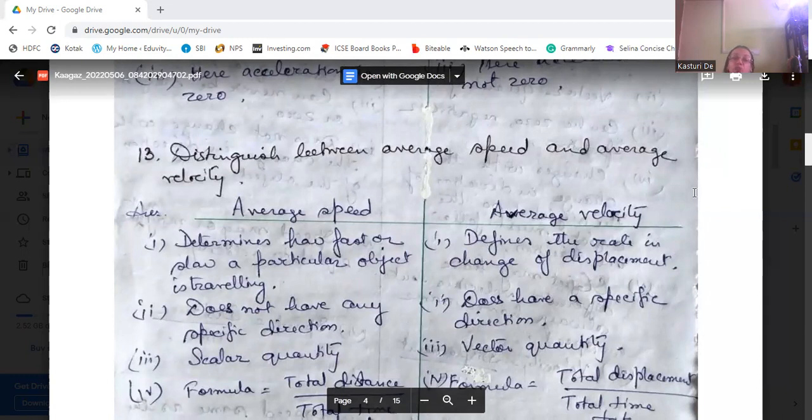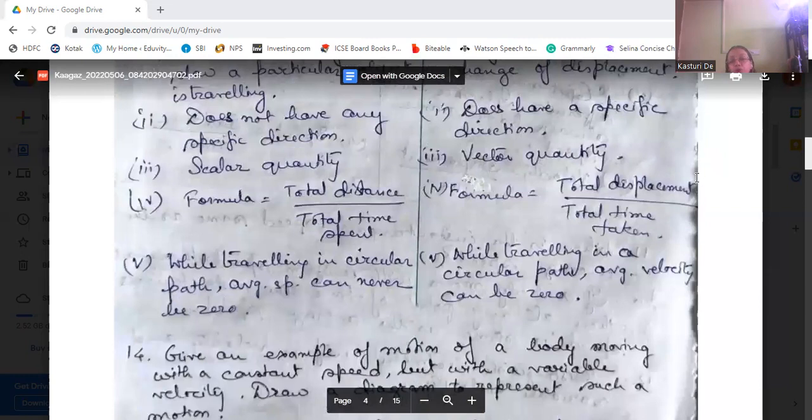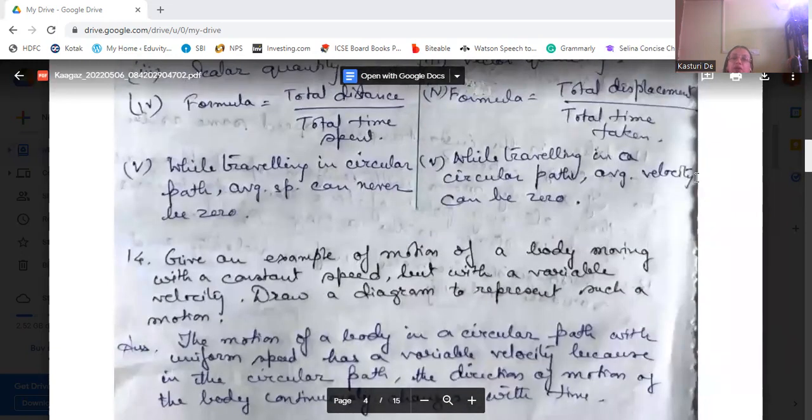The formula for average speed is total distance by total time spent, whereas average velocity is total displacement by total time taken. While traveling in a circular path, average speed can never be zero. But average velocity can be zero, because the body is continuously changing its position and coming back to the same original starting point. That's why the displacement can become zero, and therefore the average velocity can become zero.